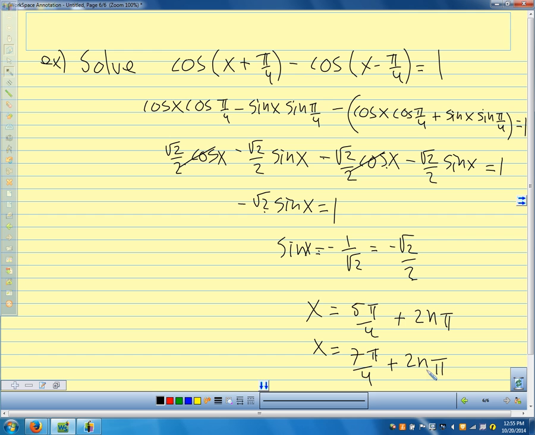Questions? Yes. So I had a minus from these two. I have a minus square root of 2 over 2 sine x minus square root of 2 over 2 sine x equals 1. I have a minus 1/2 minus 1/2 is minus 2/2, which is just minus 1. Does that make sense?